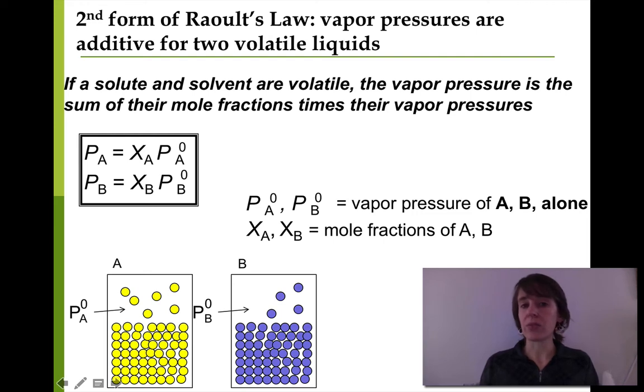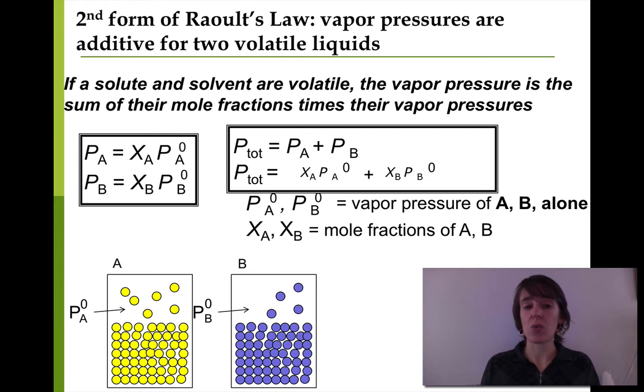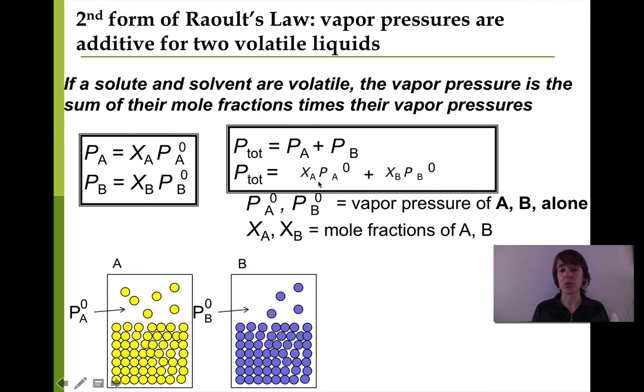Raoult's law says that if we mix together these two liquids and they're both volatile, the total vapor pressure is just going to be the sum of their individual contributions. Their individual contributions are, for liquid A, the mole fraction of A times its original vapor pressure, and for B, the mole fraction of B times its original vapor pressure. So quantitatively, we can define the total vapor pressure as those two contributions, and we can combine the expressions for those two contributions into a formula for the total vapor pressure.